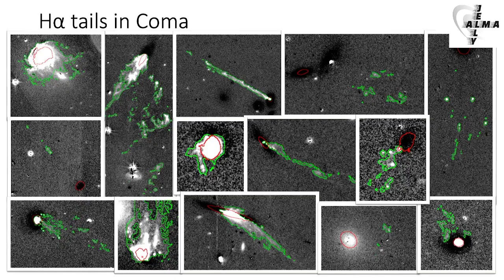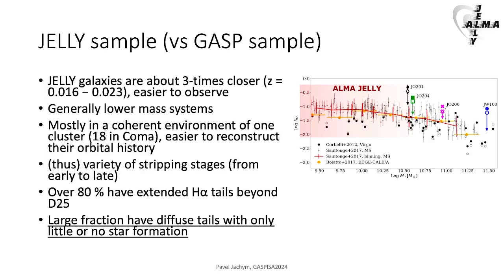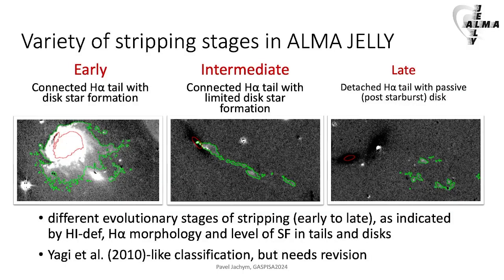So this is quickly a view of the H-alpha. This is how we selected the galaxies. This is from a paper by Yagi in 2010. Those are H-alpha tails in the Coma cluster. And you can already see the different stages of stripping, from early to late.